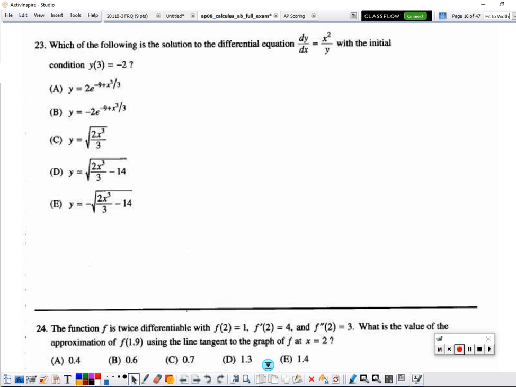Here we go. Which of the following is a solution to the differential equation? So you have a flashcard that has reminded you that, oh yeah, to find the solution of a differential equation, I need to follow this acronym. So I write down the equation. Separate. So I multiply both sides by dx.